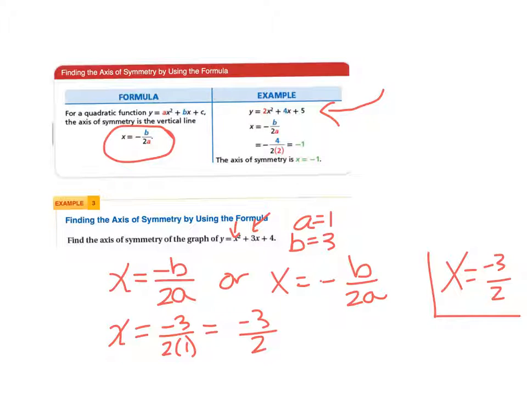That is going to be my axis of symmetry. Remember, that's where the line would be down the parabola. So if I have my parabola, and I draw the line down for the axis of symmetry, this would happen at -3 over 2, or -1.5.